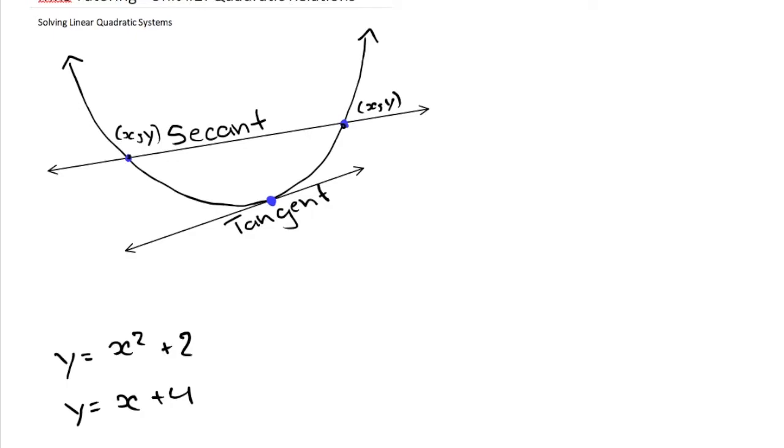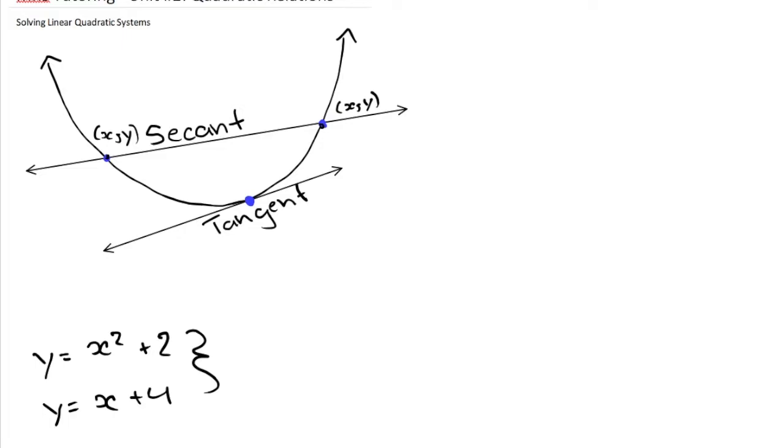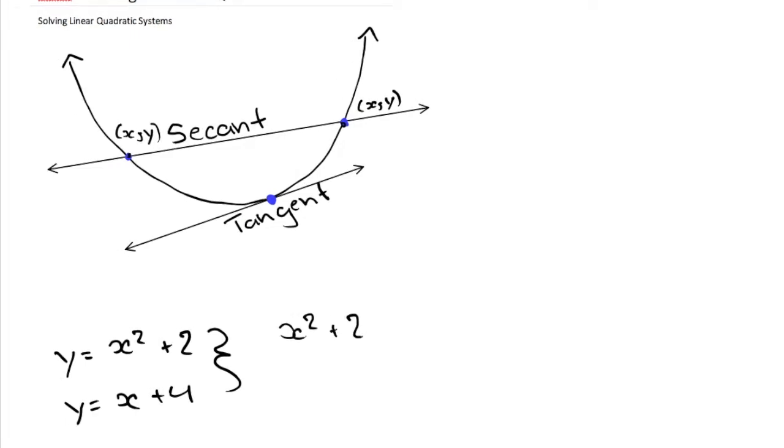Well, to do this, we know that y is equal to x squared plus 2, and we also know that y is equal to x plus 4. Since we know that, we can sub in y into the other equation and make it so that x squared plus 2 is equal to x plus 4. Now we can bring all of our variables and constants to one side of the equation and hopefully solve it using either factoring, completing the square, or the quadratic formula.